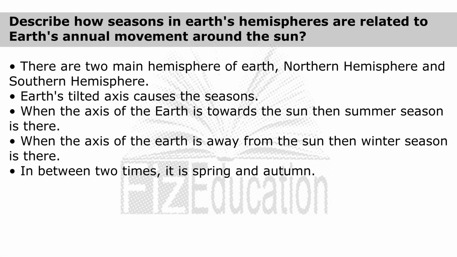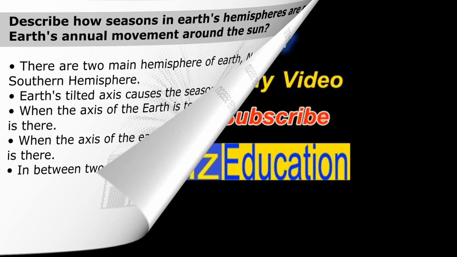Describe how seasons in Earth's hemispheres are related to Earth's annual movement around the Sun. There are two main hemispheres of Earth, Northern Hemisphere and Southern Hemisphere. Earth's tilted axis causes the seasons. When the axis of the Earth is towards the Sun, then it is summer. When the axis of the Earth is away from the Sun, then it is winter. In between the two times, it is spring and autumn.